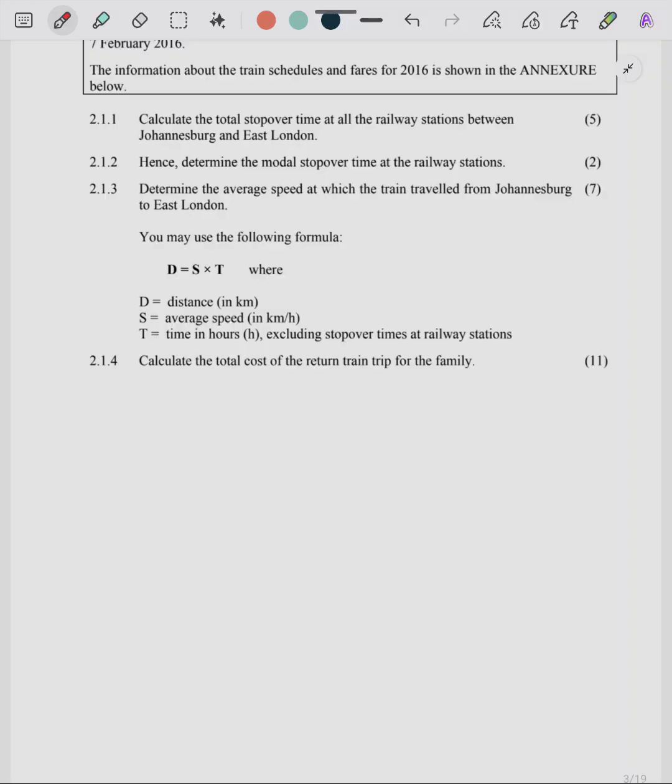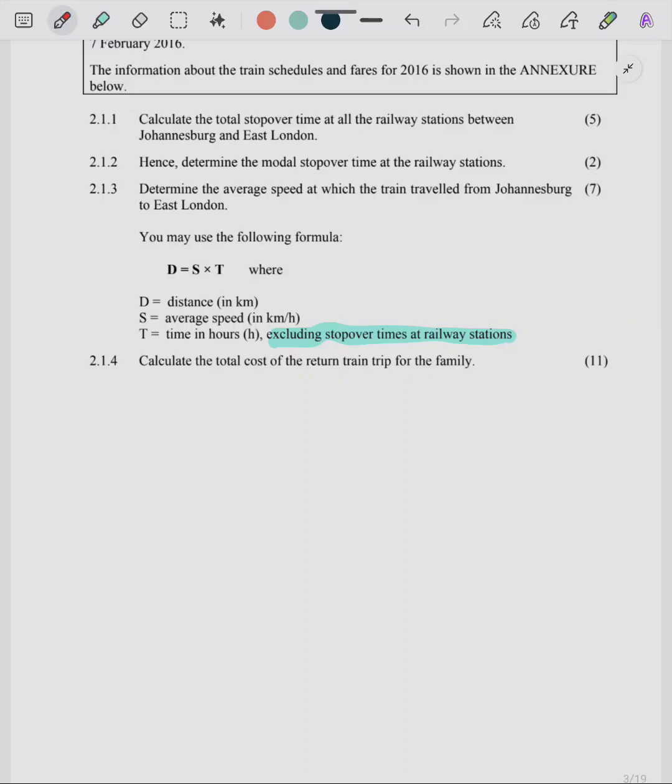Right, the next question, 2.1.3, says determine the average speed at which the train travelled from Johannesburg to East London. It's 7 marks, which can look a bit scary, and it tells us there you can use the formula distance is speed times time, where D is distance, S is speed, and T is time in hours. And it does tell us, which was nice of them to put it there, excluding the stopovers at the railway stations.